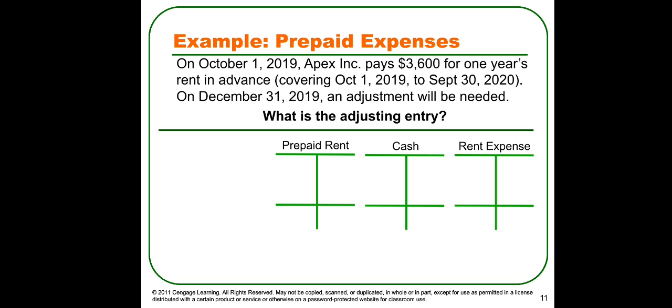Okay, so if the business has used the building or space for 3 months, how much is the rental for 3 months? We have calculated before. 1 month rental is $300. So if the business has used the building for 3 months, then it is equal to $300 times 3 months, so $900.